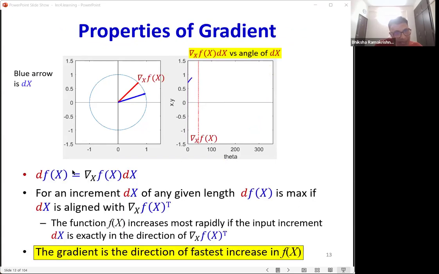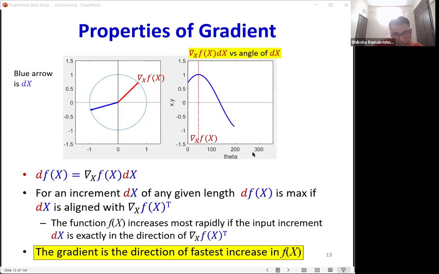So let's see. Now df was the inner product between the derivative and dx, right? So this red line is your derivative. The derivative is fixed. The only thing you can change is the direction in which you take your step. dx is the blue line, right? When is this inner product maximum, looking at the figure? When the step that you take is exactly in the same direction as the gradient, right?